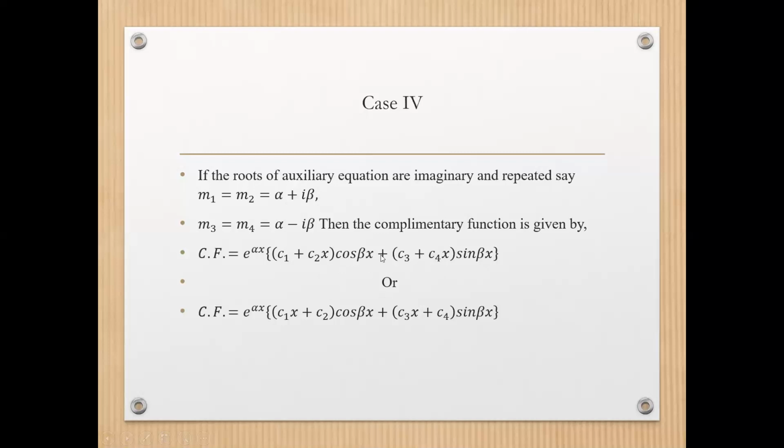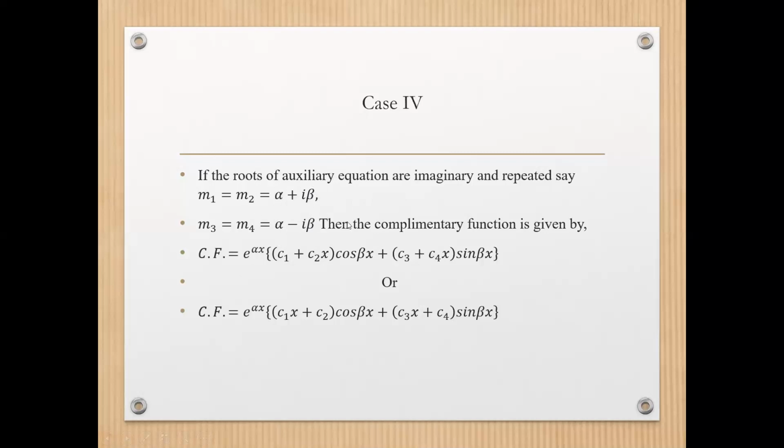The complementary function is equal to e raised to alpha x, and the same (c1 plus c2x) we can write as (c1x plus c2) into cos beta x plus (c3x plus c4) into sin beta x. This is related to the complex root repeated two times. Suppose the root alpha plus i beta is repeated three times, and alpha minus i beta is also repeated three times. These six roots we can write combinedly as alpha plus minus i beta, alpha plus minus i beta, alpha plus minus i beta.